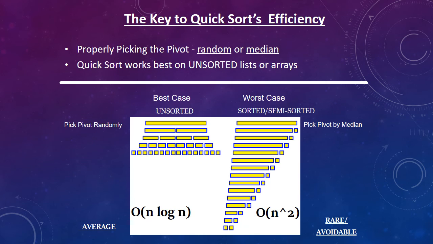The key to quicksort's efficiency is properly picking the pivot, random or median, as said earlier. Quicksort works best on unsorted arrays. So the best case is on the unsorted array, picking the pivot element randomly, and the average case is big O of n log n. And the worst case is picking the pivot element by median on an unsorted or semi-sorted array, which is big O of n squared. That is quite rare or avoidable.